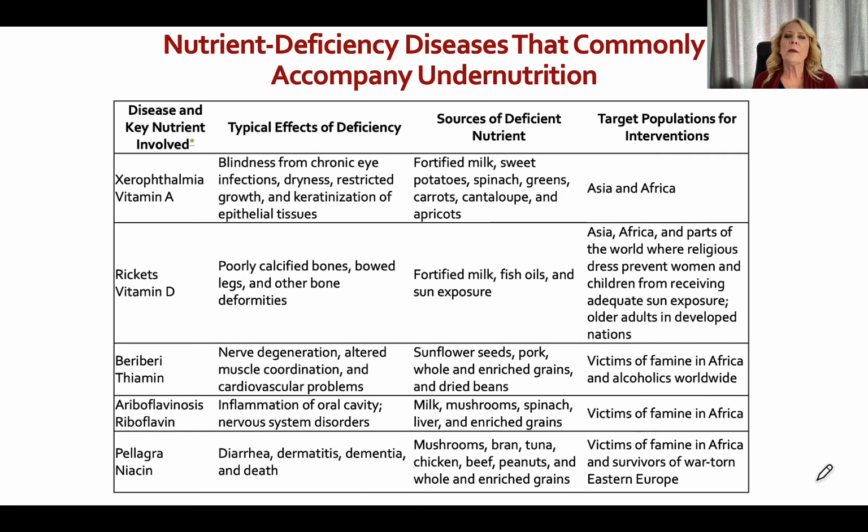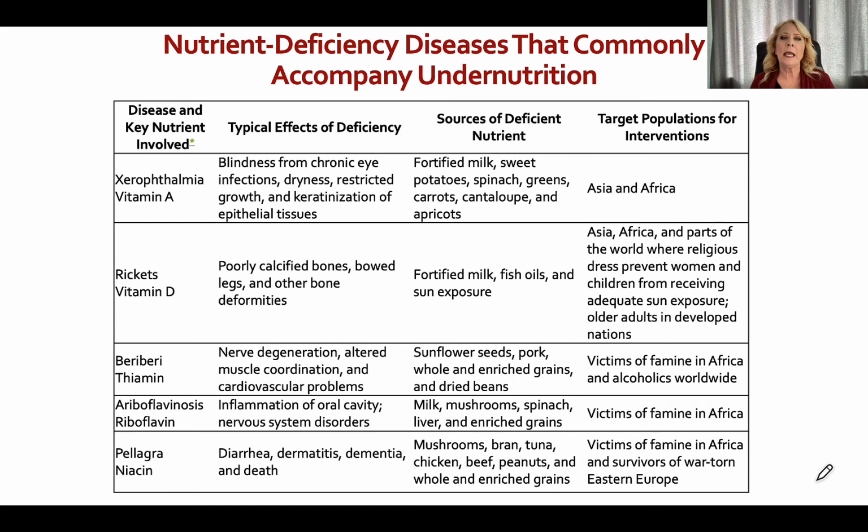Thiamine deficiency, we talked about beriberi before. This is a nerve degeneration, and there are problems with muscle coordination and cardiovascular disease. And again, we see this a lot of times in war-torn countries especially, which we'll talk about, where war leads to famine. But we do see beriberi in alcoholics, so that is something that you see sometimes in the US.